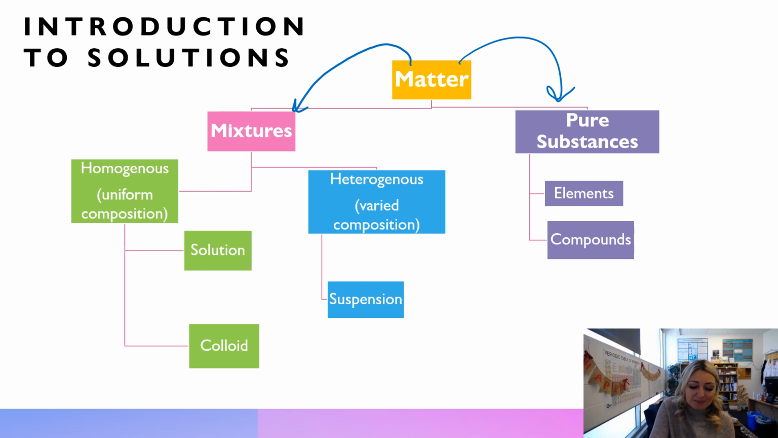There are two types of mixtures, and we'll talk more about these on the following slides, but we have homogeneous mixtures, which have uniform compositions, so they look the same throughout, and we have heterogeneous mixtures, which have a varied composition. So thinking back to my salt and pepper shaker analogy, the salt and pepper mixture would be a heterogeneous mixture because it has a varied composition. You can see the salt, you can see the pepper.